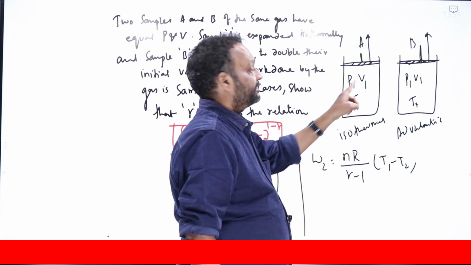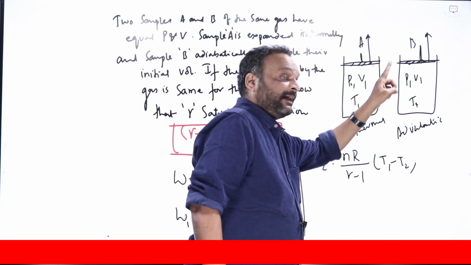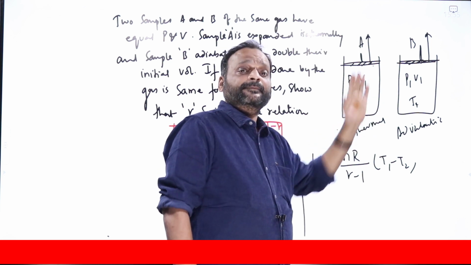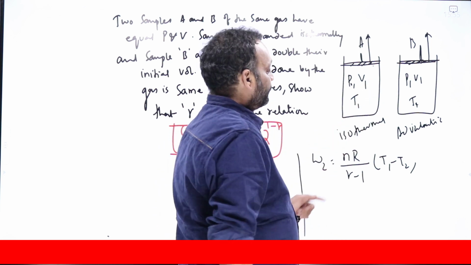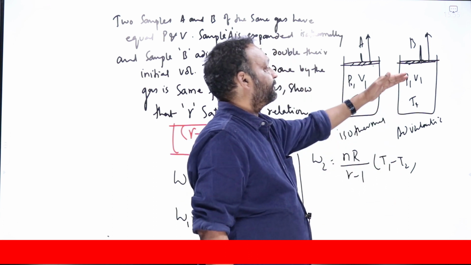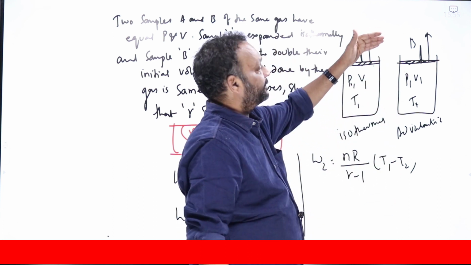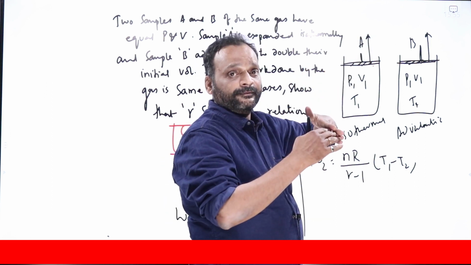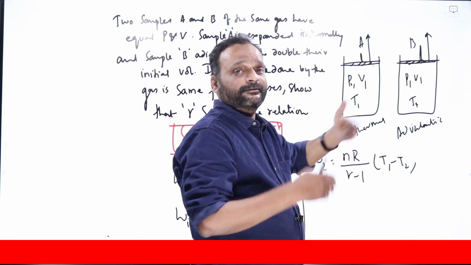Its temperature remains as T1 only. But this is an adiabatic expansion. Here, pressure, volume, temperature, all three parameters will change, isn't it? So, initial temperature is T1, I know. But final temperature after getting expanded to double the initial volume, what will happen to temperature? Temperature will fall down. To what temperature it falls down, we have to calculate.